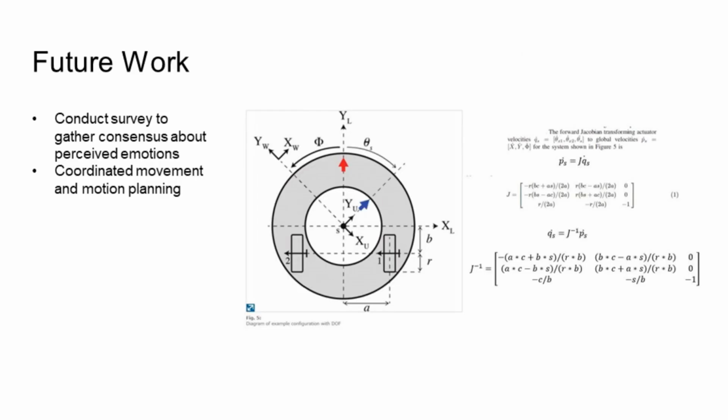In the future, we would like to expand on this work in a few key ways. We intend to conduct a survey to gather consensus about the perceived emotional state of Quori as it makes the various poses and movements we have generated through this work. This information can then be used in order to properly develop nonverbal social behaviors for Quori that it can integrate into its interactions with real people.